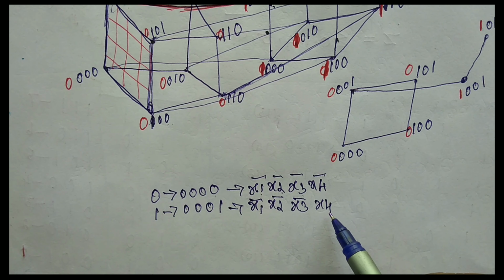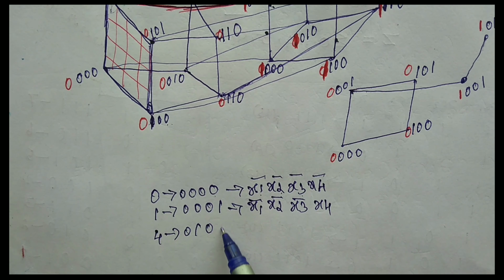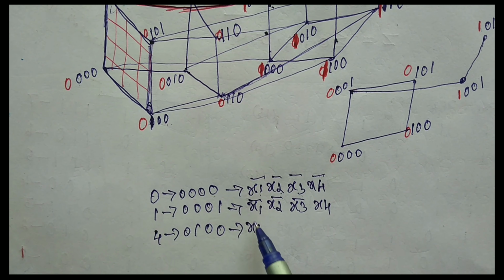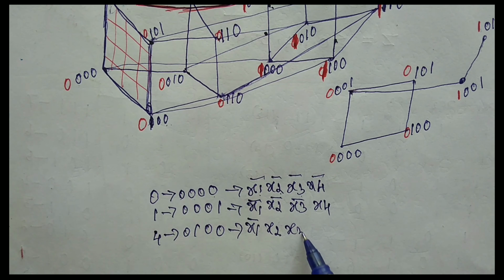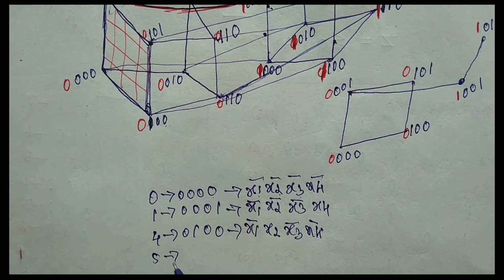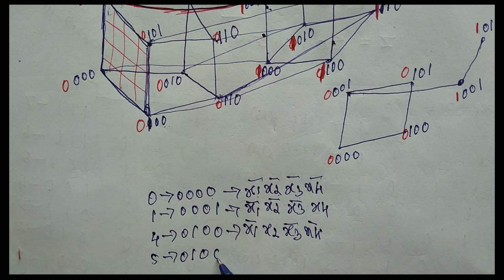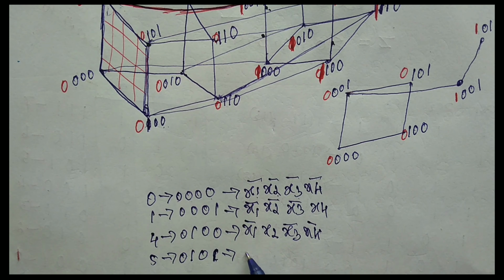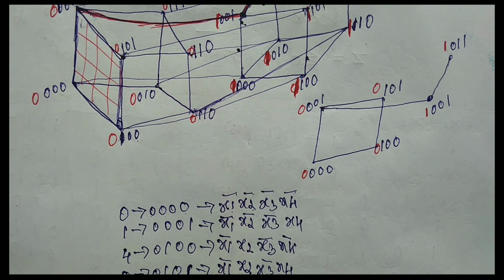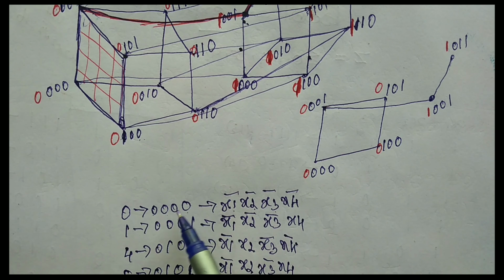For 1, we don't put a bar. Then 2, not 2, that is 4, 0, 1, 0, 0, that is x1 bar, x2, then x3 bar, x4. Similarly, we can write the others, that is 5, 0, 1, 0, 0, not 0, that is 1, it is x4. Suppose the question is in this form, you don't need to draw these columns and these values directly. We can write this to this.